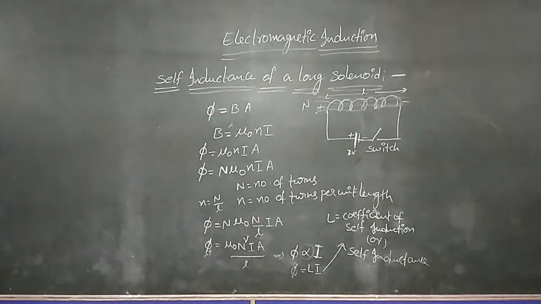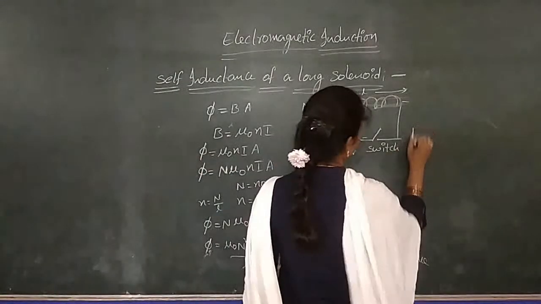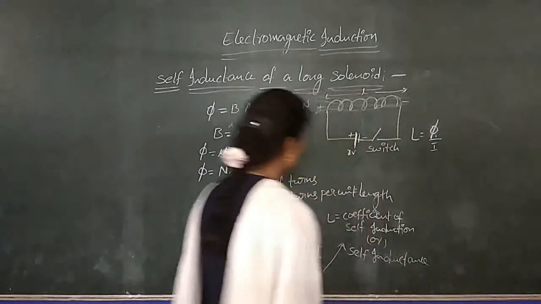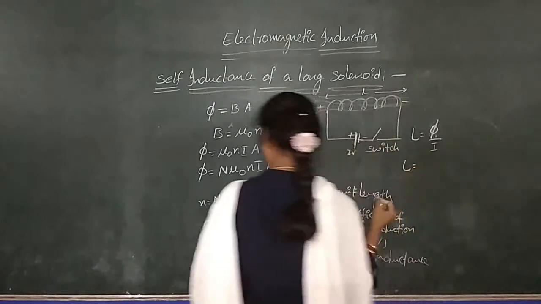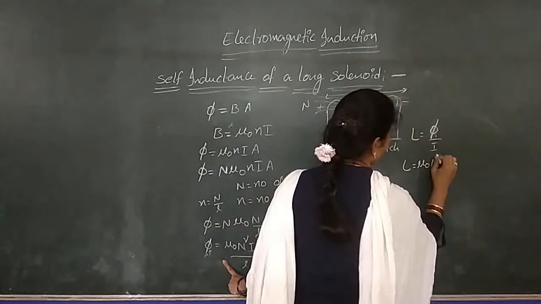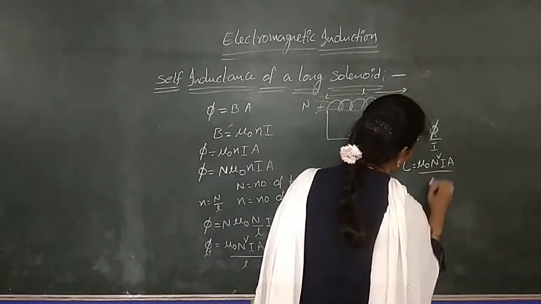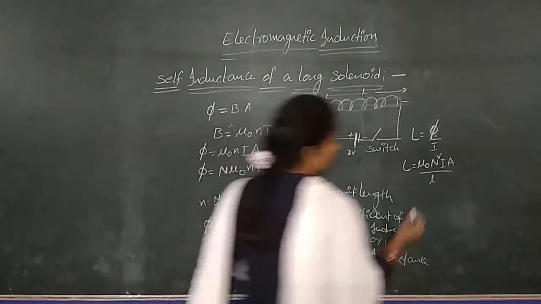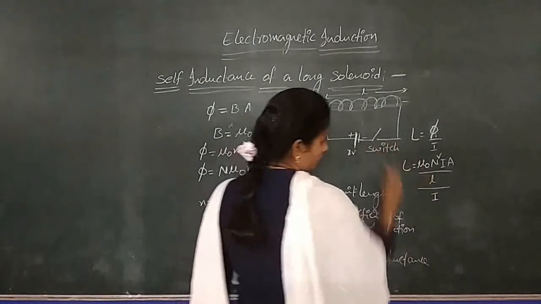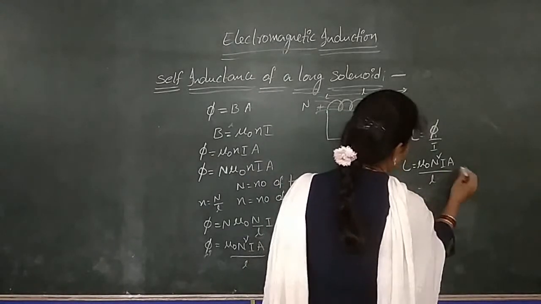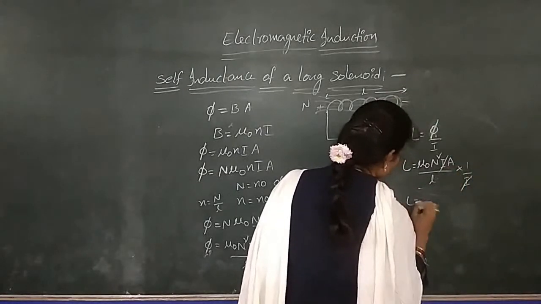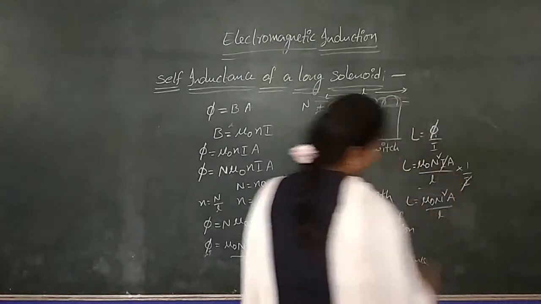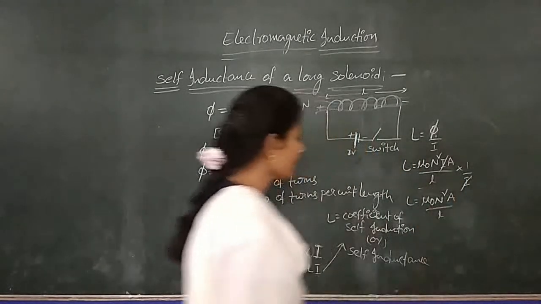From there, what is L? L is equal to phi by I. So what about phi? L is equal to mu naught N square i A by L, divided by I. So it will be the reciprocal, and the I cancels. Then the self-inductance of a solenoid is mu naught N square A by L.